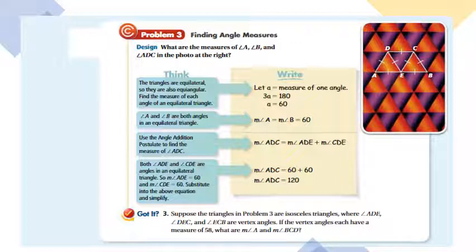And then they asked, what is the measure of angle ADC? ADC. This big angle. Okay, this one. So what is the measure of ADC? We know that this is 60 and this is 60. So can you tell me the measure of the big angle? Of course, 60 plus 60 equals 120. That's it.